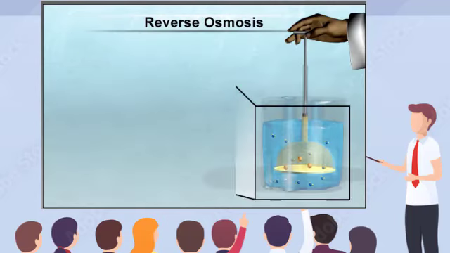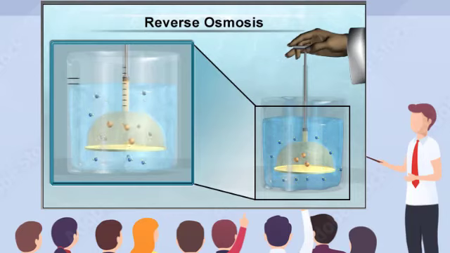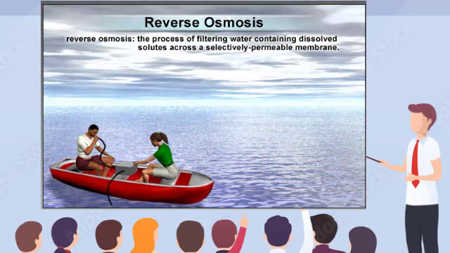If the osmotic pressure of a system is known, osmosis can be prevented by adding a pressure equal to the osmotic pressure on the solution. In fact, osmosis can even be reversed if the amount of pressure placed on the solution is greater than the osmotic pressure. The process of filtering water containing many dissolved solutes across a semi-permeable membrane is called reverse osmosis.